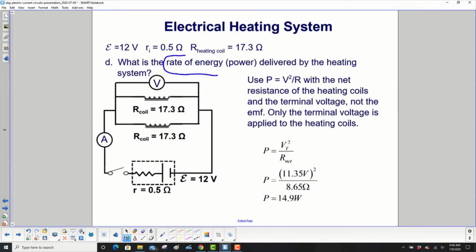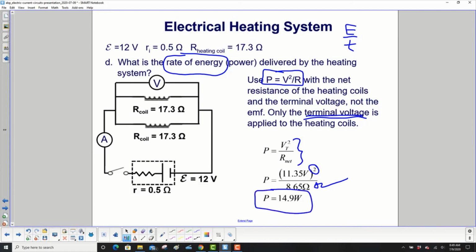What is the rate of energy? Whenever you see this phrase, that means energy over time, which is power, delivered by the heating system. We're going to use the power equation, V squared over R, with the net resistance of the heating coils and the terminal voltage, not the EMF. Only the terminal voltage is applied to the heating coils. So here's our equation, V terminal squared over R net, 11.35 volts squared, make sure you square it, divided by the resistance of the two heating coils, which is 8.65 ohms, and we get 14.9 watts.